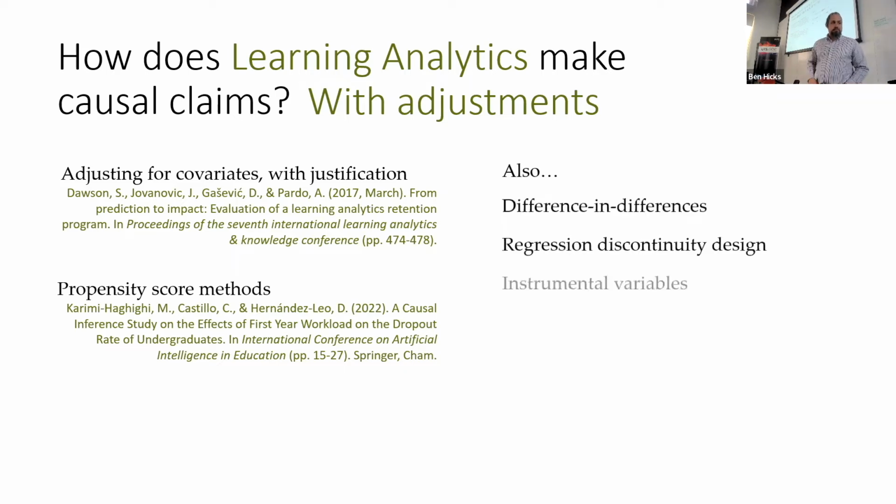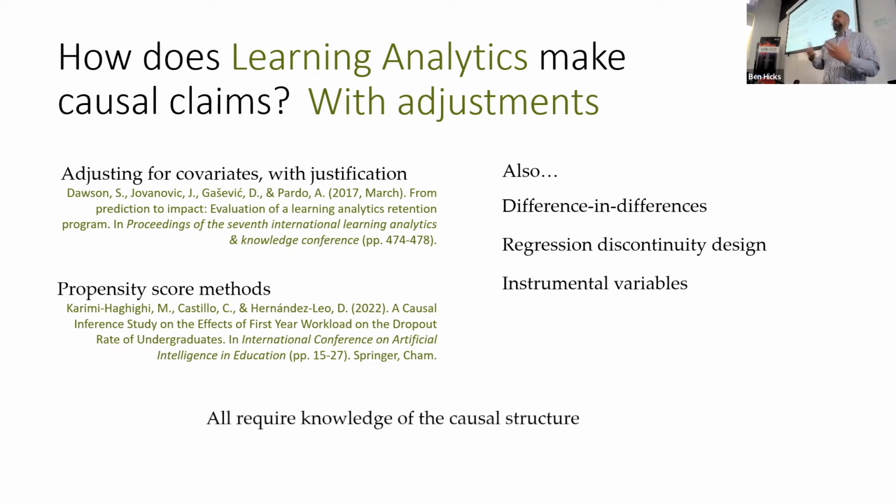There's a bunch of others, but the thing with all of them that I want to take home from this is that they all do rely on some knowledge of the causal structure underlying the system. Which is not surprising then that there are ways to draw explicitly this causal structure in the form of a DAG. But what are DAGs?